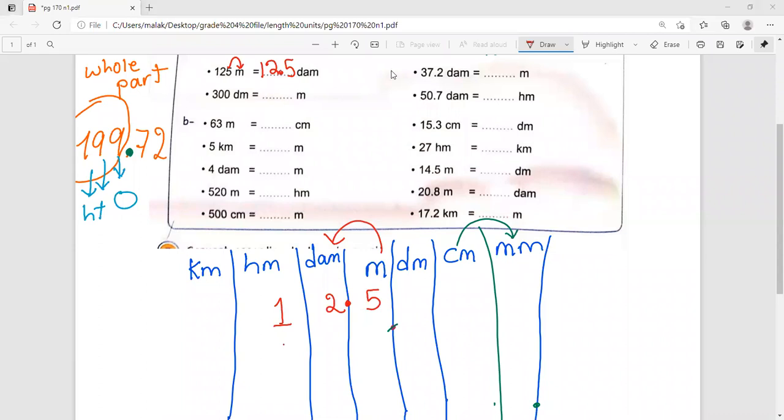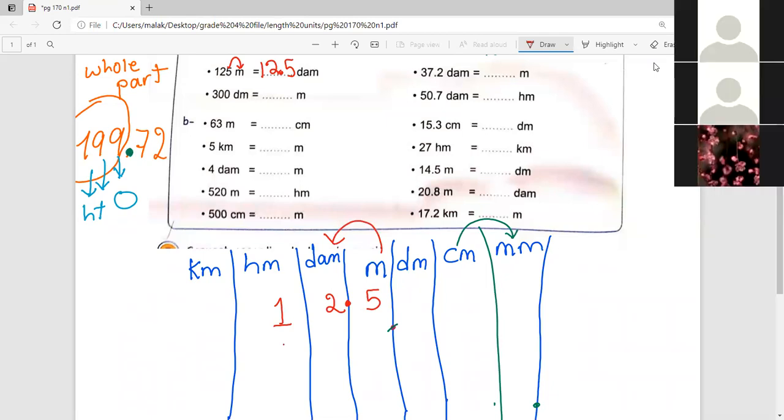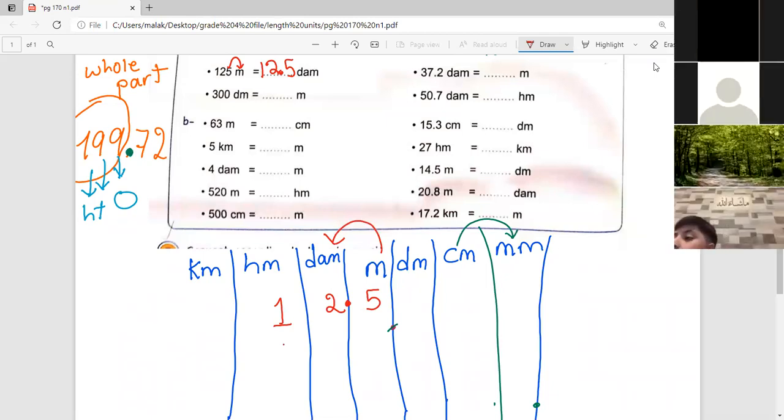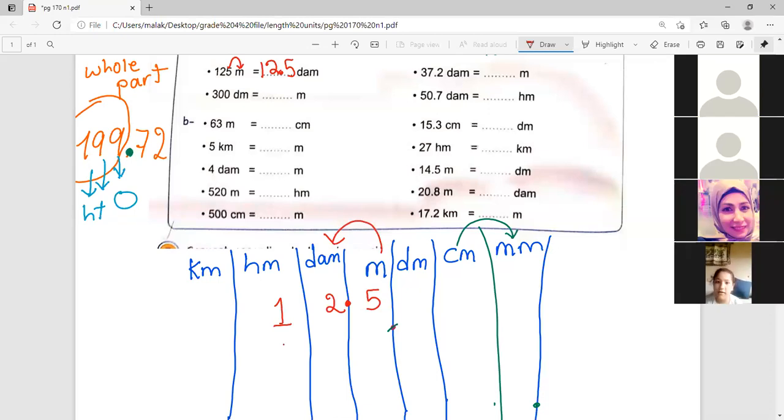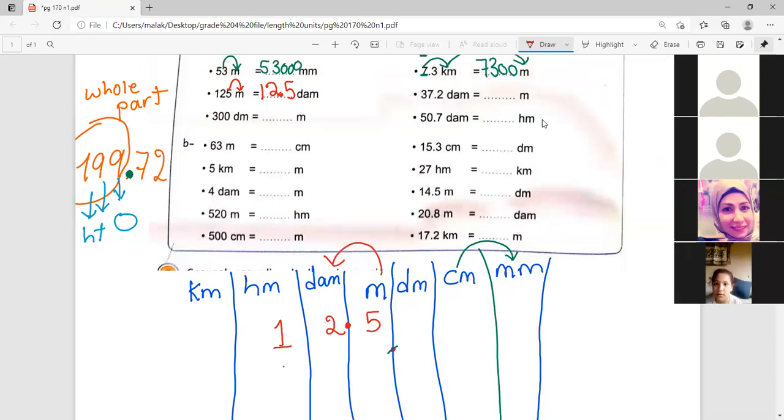Now we will do this example. Jude Aboud. Yes, teacher. 37.2 deca. Which digit is the ones digit, Jude Aboud? 3, 7, or 2? 2!